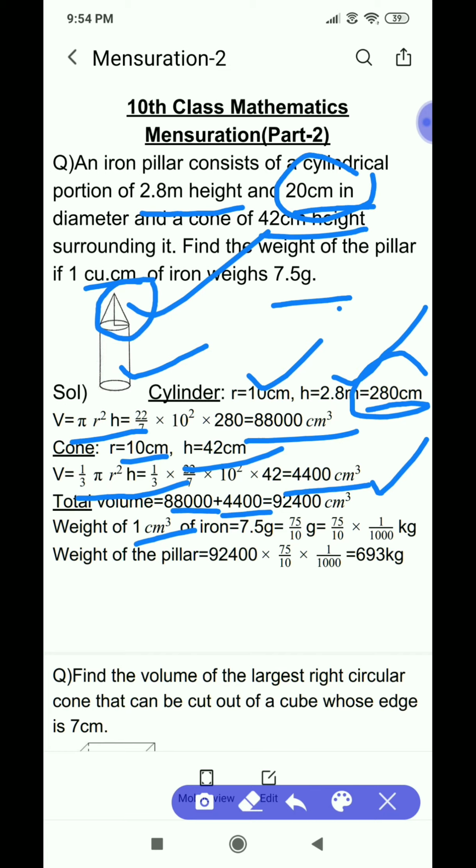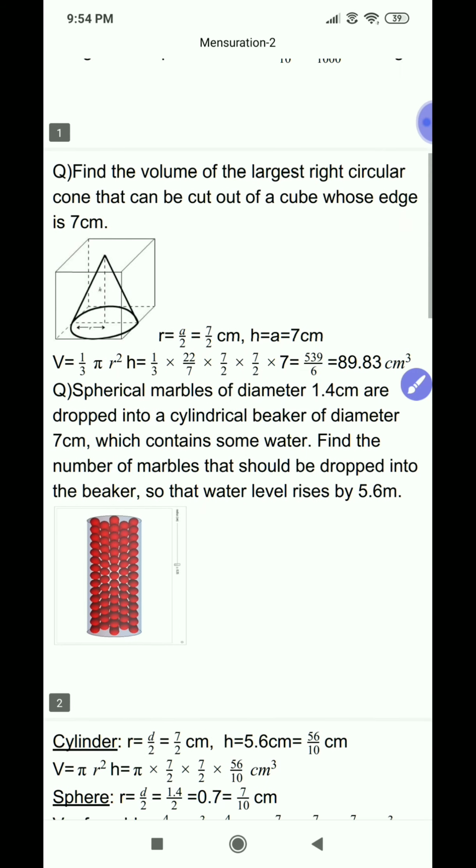The weight of 1 centimeter cube of iron is 7.5 grams, that means 75 by 10 grams. 1 gram is 1 by 1000 kg, so it is 75 by 10 into 1 by 1000 kgs. So the weight of the pillar is 92,400 into 75 by 10 into 1 by 1000. By simplification, we get 693 kgs. Now, let us go to the next question.